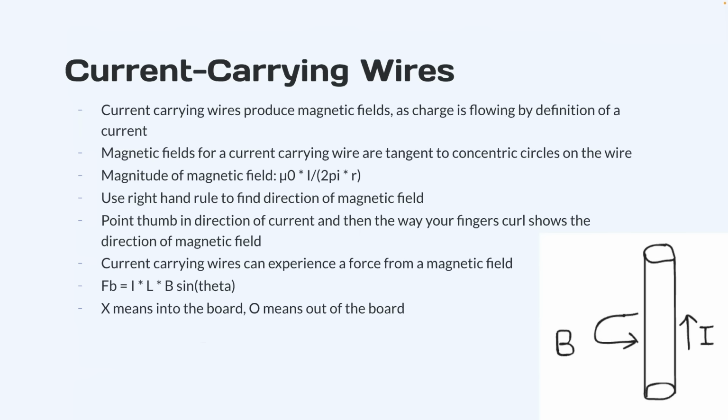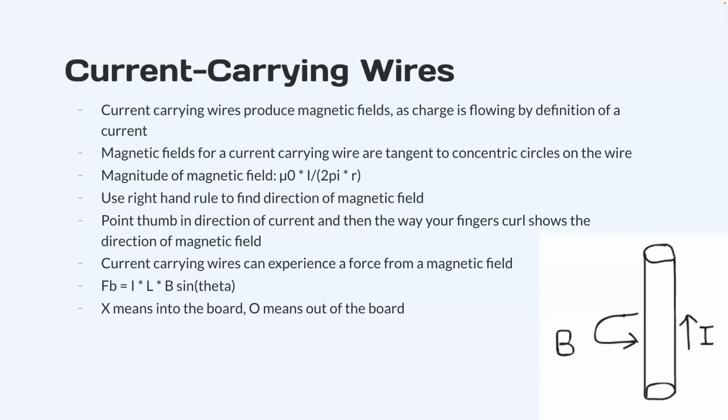Magnetic fields for a current carrying wire are tangent to concentric circles on the wire. So they'll just be tangent to the circle. This diagram represents what I mean. If the charge is moving upwards, we can use the right-hand rule: point our thumb upwards and curl our fingers, and that'll be the direction of the magnetic field. And it's going to be in a circle, so that's why it's going to be tangent.